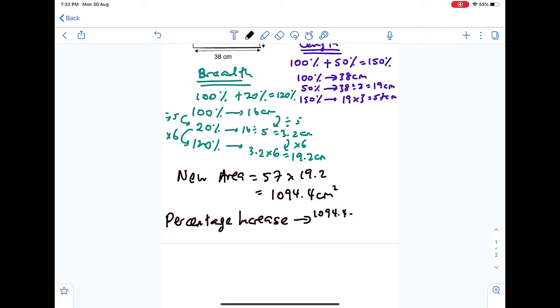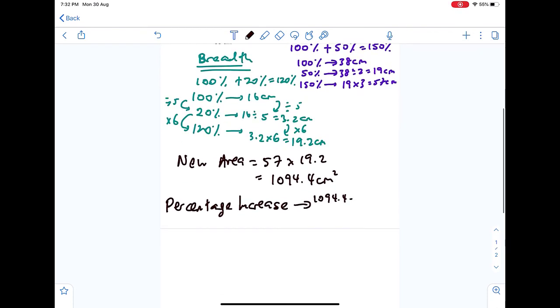1094.4 minus the original one, which is 608. Divide this by the original and times by 100%. And we'll get a very nice answer of 80%. Final answer for this question.